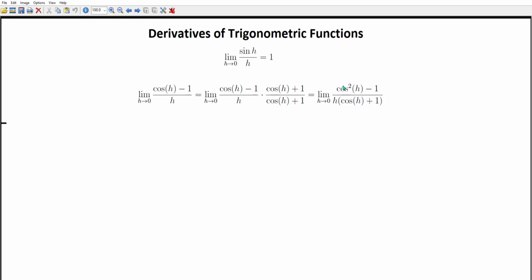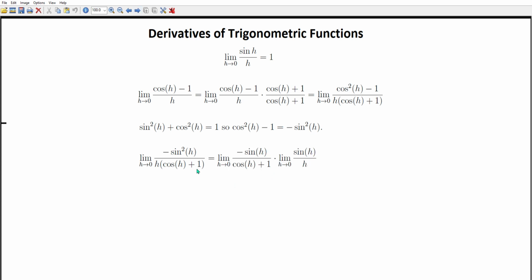Now what's the point? The point is that sine squared h plus cosine squared h is 1. Which means if you rearrange this by moving the 1 onto this side and the sine squared h onto the other, you get cosine squared h minus 1 is minus sine squared h, which is what we can substitute in there. And we get this expression, which we now break up into two pieces. We take one of the sine h's and put it here. We take this h, we put it there, and this is what's left.